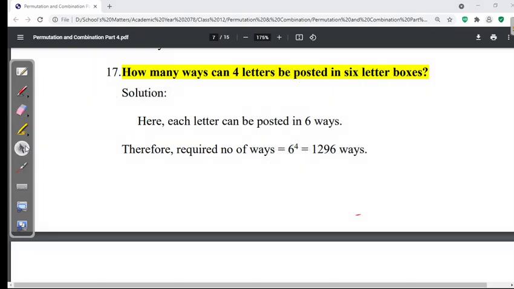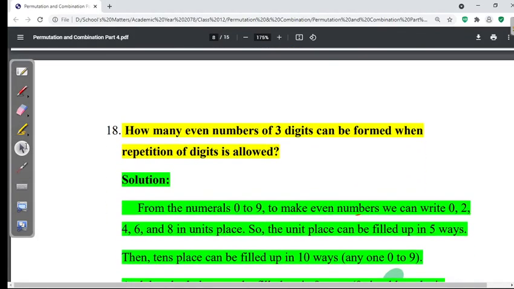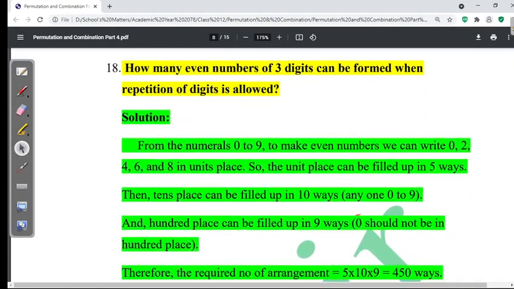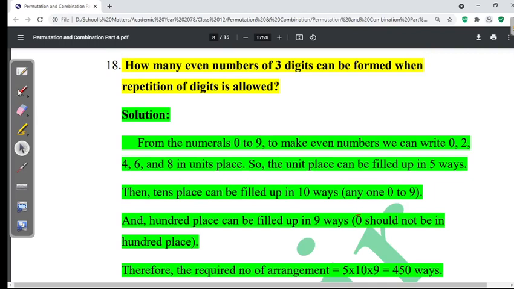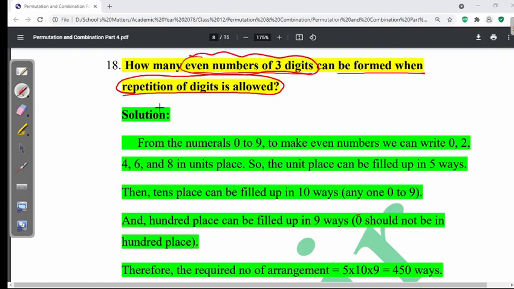Question number 18 is an important question, maybe. How many even numbers of 3 digits can be formed when repetition of digit is allowed? Here repetition is allowed, even numbers of 3 digits. Okay, so dear students, it is an important question.